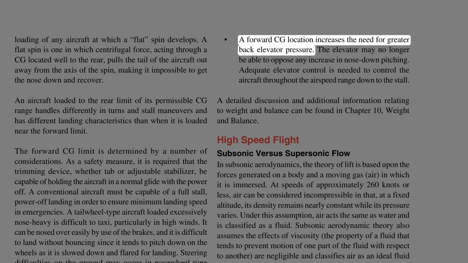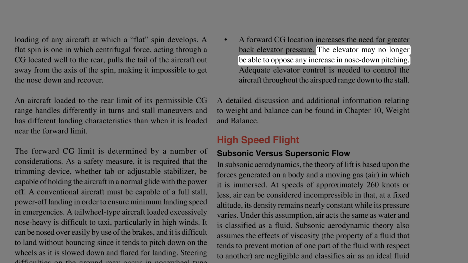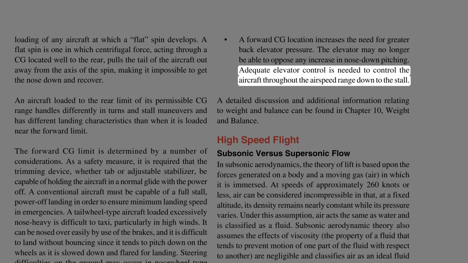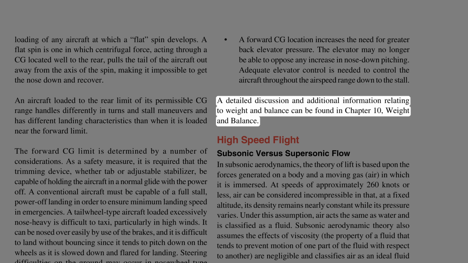A forward CG location increases the need for greater back elevator pressure. The elevator may no longer be able to oppose any increase in nose-down pitching. Adequate elevator control is needed to control the aircraft throughout the airspeed range down to the stall. A detailed discussion and additional information relating to weight and balance can be found in Chapter 10, Weight and Balance.